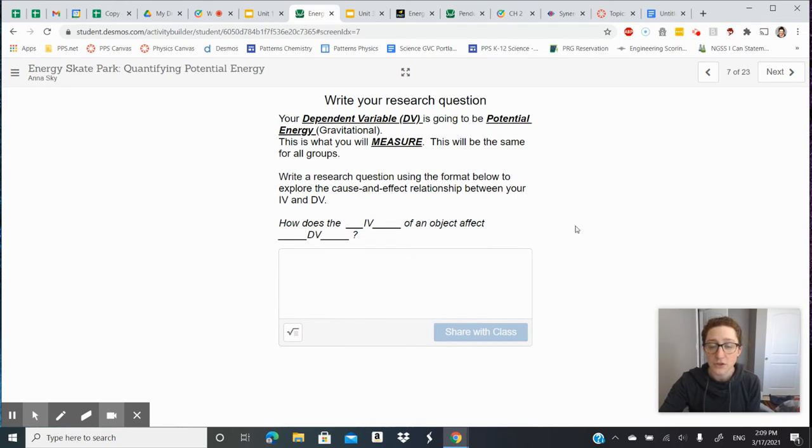Now I want you to write your research question. We have had a lot of practice with this. I'm looking for it to be in this cause and effect language. So go ahead and plug that in. Do remember that a question ends with a question mark. So I want that proper grammar as well. So capital letters and question mark on there.